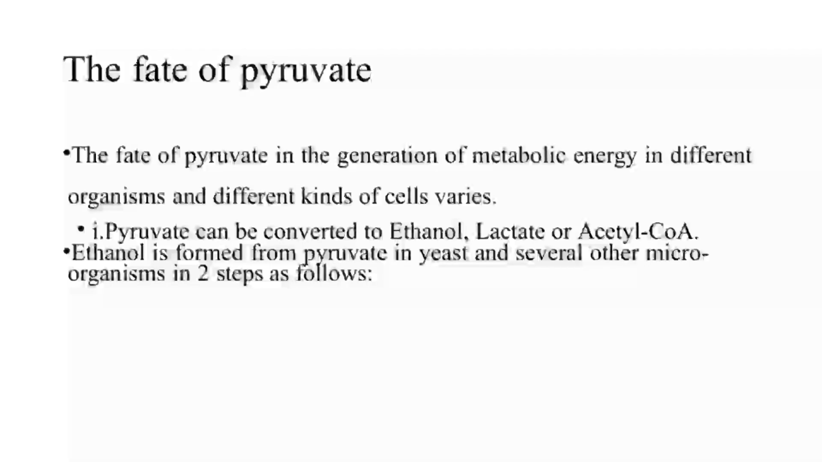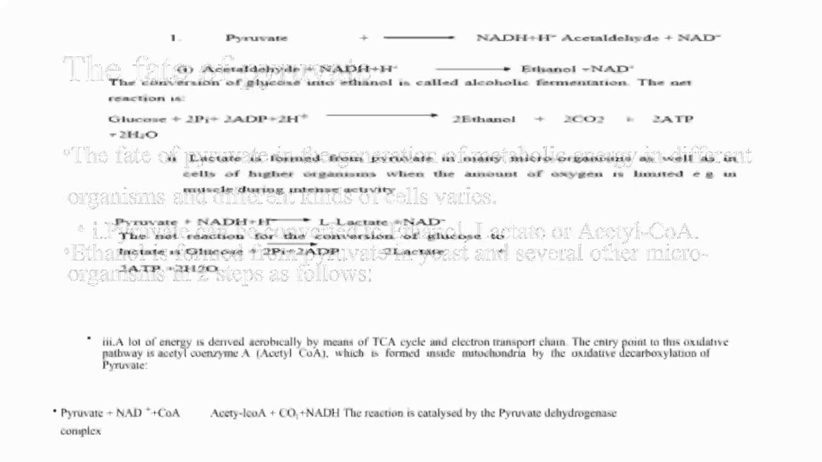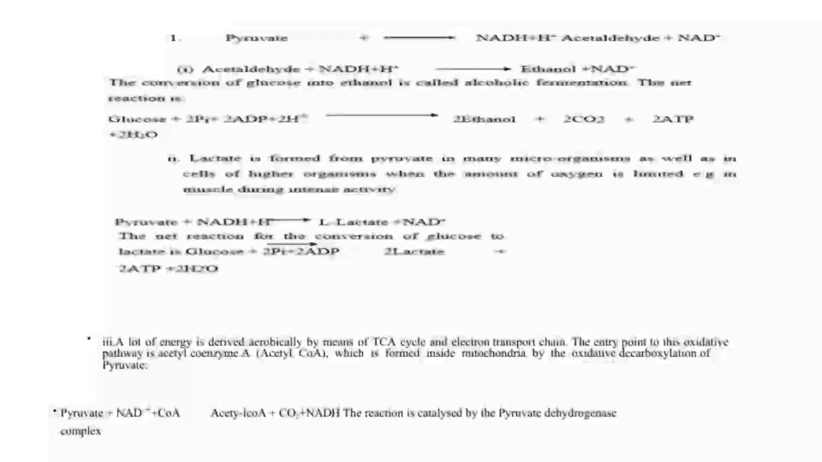A lot of energy in our bodies is produced aerobically, meaning in the presence of oxygen, primarily through the TCA cycle and the electron transport chain. Now, the starting point for this oxidative pathway is a molecule called acetyl coenzyme A, or acetyl-CoA for short. This molecule is crucial because it feeds into the cycle, enabling us to generate energy efficiently. Acetyl-CoA itself is formed inside the mitochondria, which are often called the powerhouses of the cell. The formation occurs through a process known as oxidative decarboxylation of pyruvate.